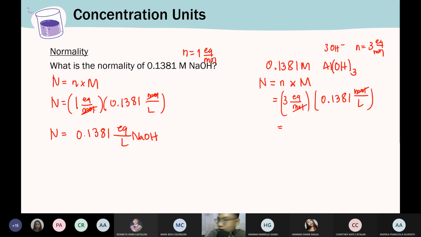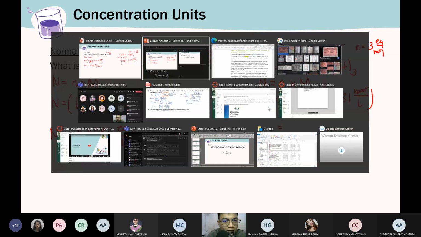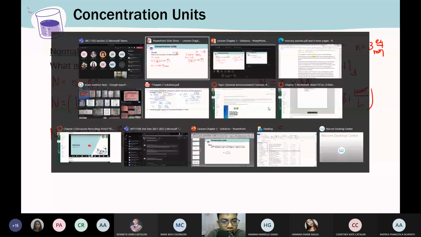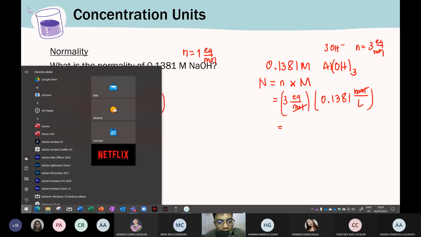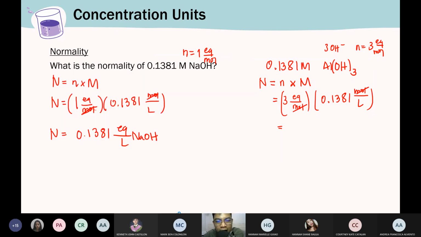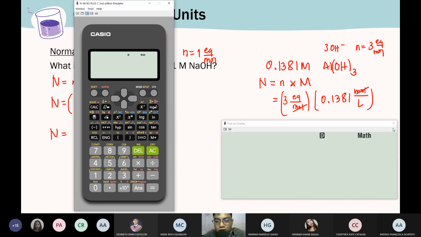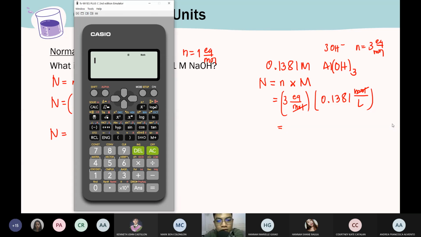Oopsie. Mali. Wait lang. Ina-close ko ba? Ano ba yan? Okay. Kung gutom na pala kayo, kumain na kayo ba? Ako kasi nafe-feel ko yung gutom eh. Hindi ako nagmerienda eh.